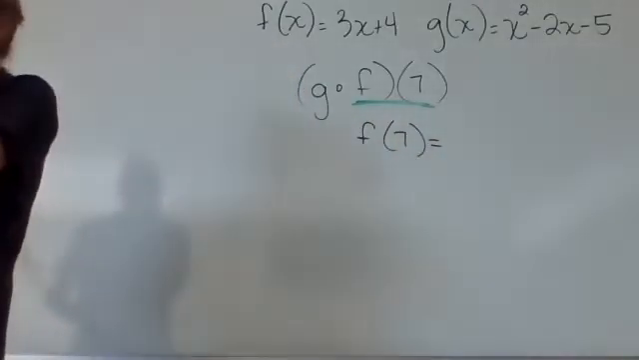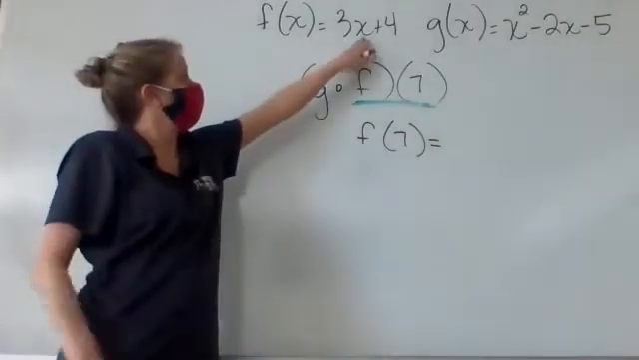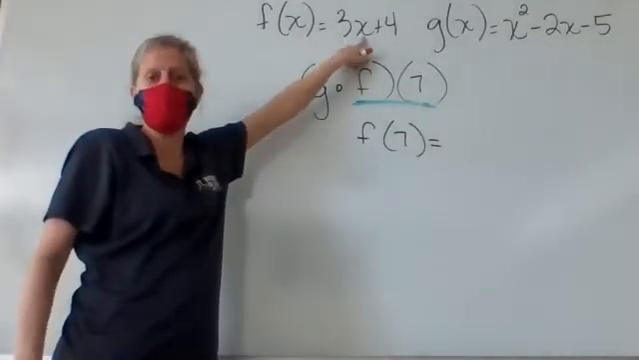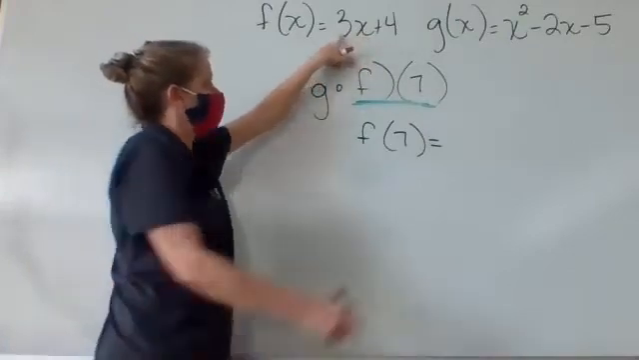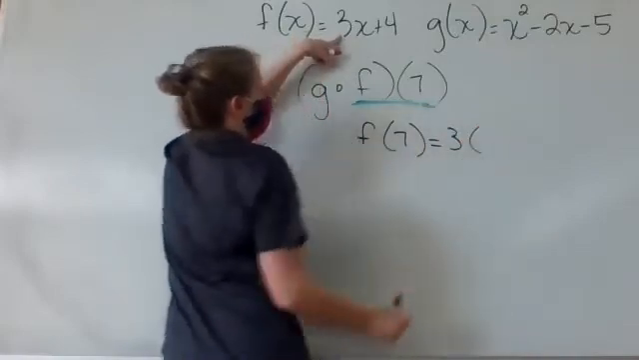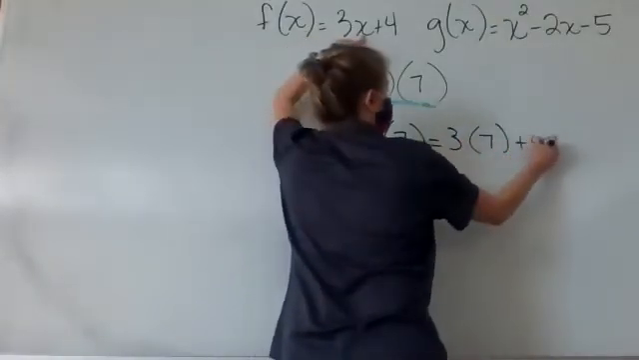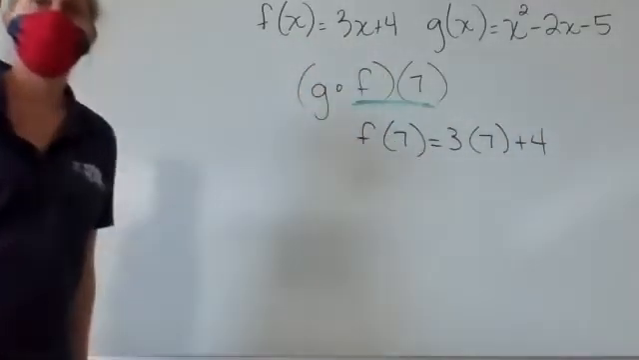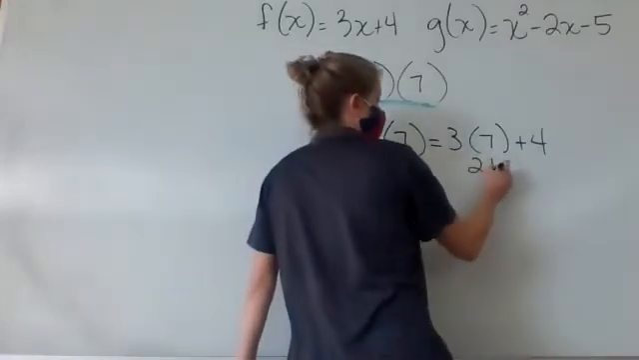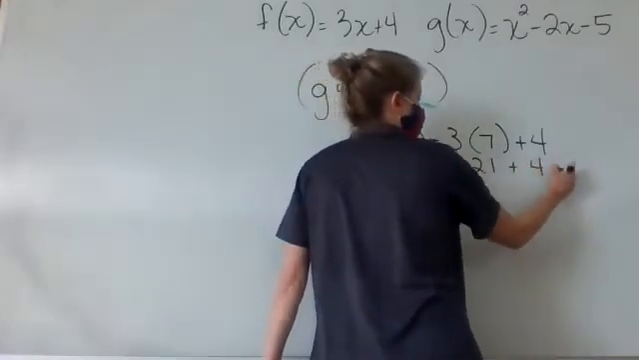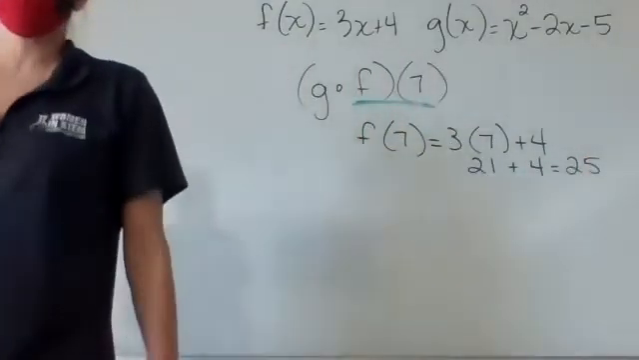Which means to do what? Go to your f function. Here's my f. And every time I see an x, I'm going to put in a 7. So I have 3 times, put in the 7 there for the x, plus 4. And then do the math. 3 times 7 gives me 21, plus 4 gives me 25.